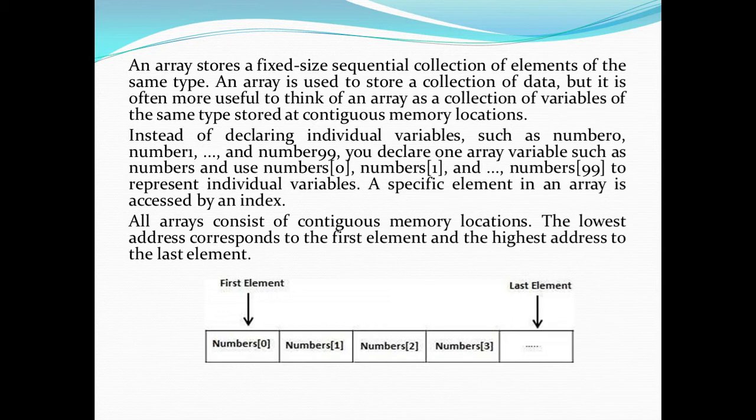An array consists of contiguous memory locations. The lowest address corresponds to the first element and the highest address to the last element of the array. Here you can see the first element is numbers[0], then the last element at the end of the array, and all are stored in contiguous memory locations.